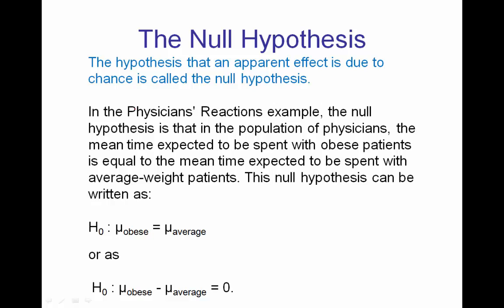And the notation could be that the H0, or the null hypothesis, is that the mean time spent with obese patients is equal to the mean time spent with average weight patients, or we could express that same sentiment by saying that the difference in the two means would be equal to 0, because if the two means are equal, if we subtract them, we're going to get 0.